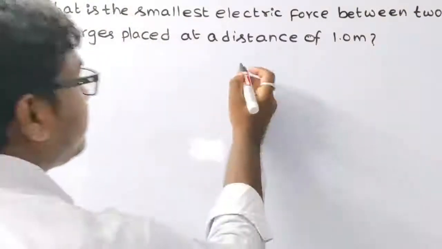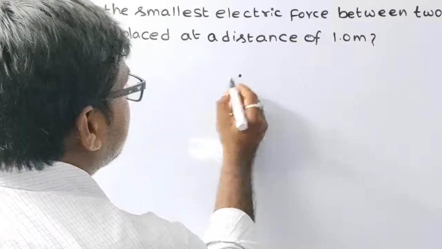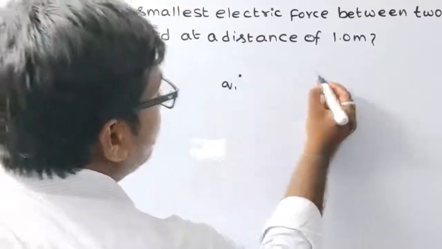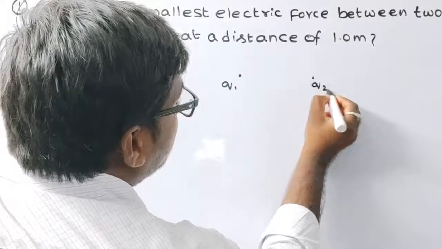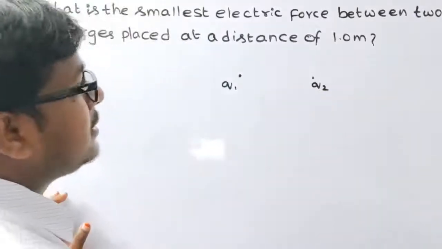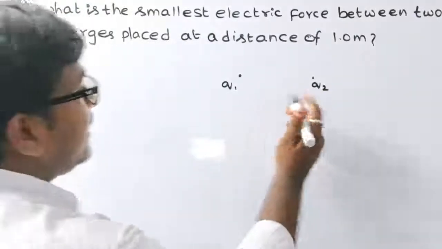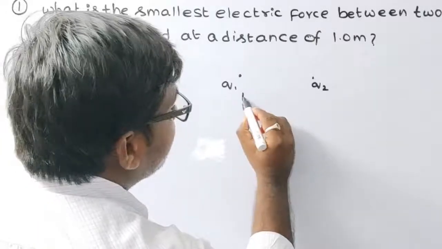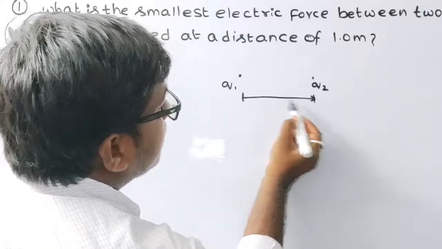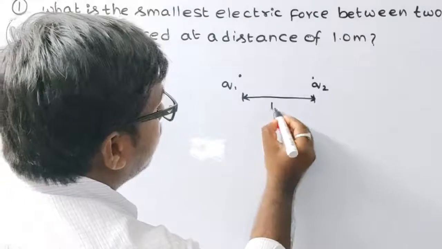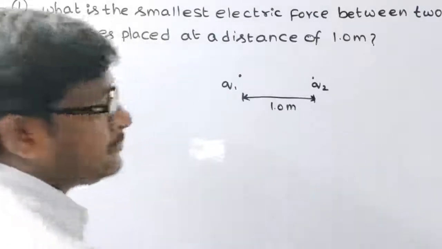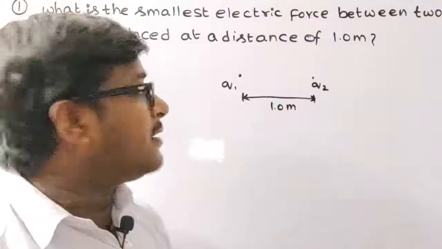So like this is Q1 and Q2, the two charges placed at a distance of, this distance is 1.0 meter, that is 1 meter.